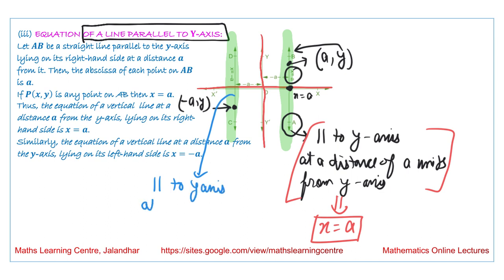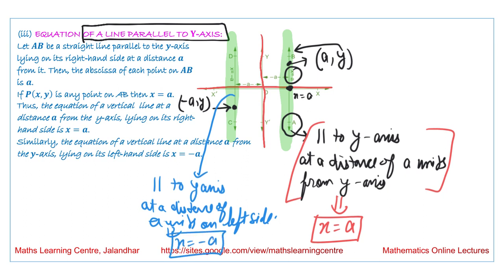It is at a distance of a units on the left side. This is on the left side. So, the equation of this line will be x is equal to minus a. So, these are the equations of the lines parallel to the y axis and at a distance of a units from the y axis.